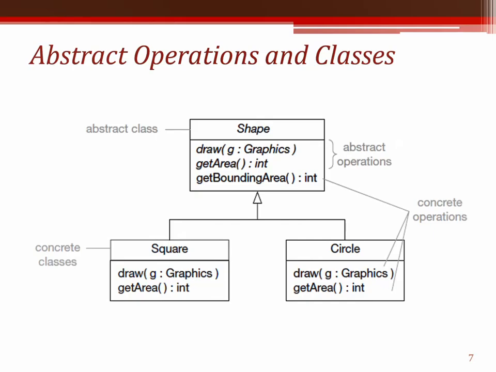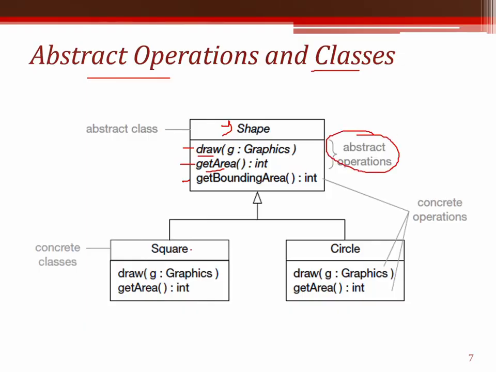This picture clearly represents the meaning of abstract operations and abstract classes. The class Shape has three functions, namely draw, get area, and get bounding area. As we have already discussed, the functions draw and get area cannot be implemented for the class Shape. They have to be implemented in the subclasses. That's why draw and get area are written in italics. These operations are called abstract operations.